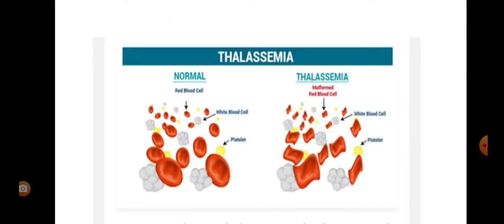As you can see, in normal individuals the red blood cells are proper in structure, and they can carry oxygen properly because they have a large surface area. But in individuals having thalassemia, the shape of the RBC also changes. They cannot carry oxygen properly, and there is non-functional hemoglobin.